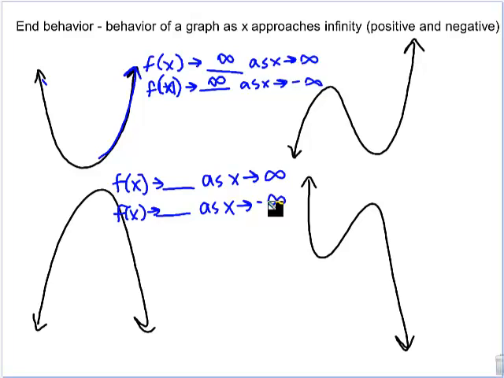So for the second graph, what's happening to our ends? As x goes to positive infinity, the right-hand side, where are we going? Yeah, we're going down, so negative infinity. And on the left-hand side of the graph, where are we going? Also down, so negative infinity. Is that okay? All right, so let's do these last 2 as well. f of x approaches what as x goes to infinity, and f of x approaches what as x goes to negative infinity?